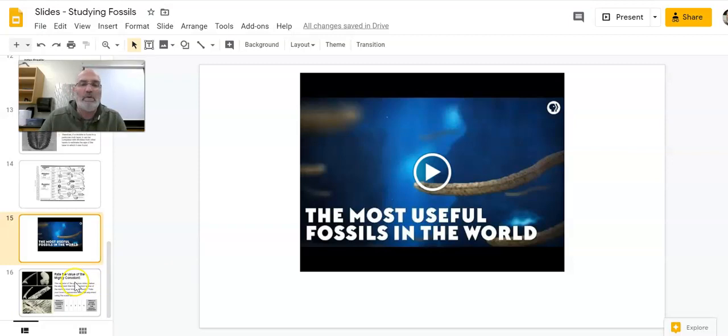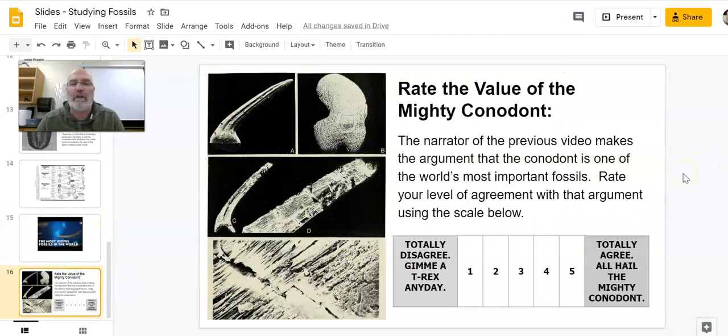In the video, the narrator makes a really interesting argument. She says that the conodont is probably one of the world's most important fossils. Now, on this slide, I've given you a picture of what conodonts are. They're not super interesting, right? I don't even know what those shapes really are. So it's difficult for me to buy into this notion that the conodont is an important fossil, just because it doesn't look cool. I want to see a T-Rex, right? That's a cool fossil. But the narrator argues that this is one of the world's most important fossils.